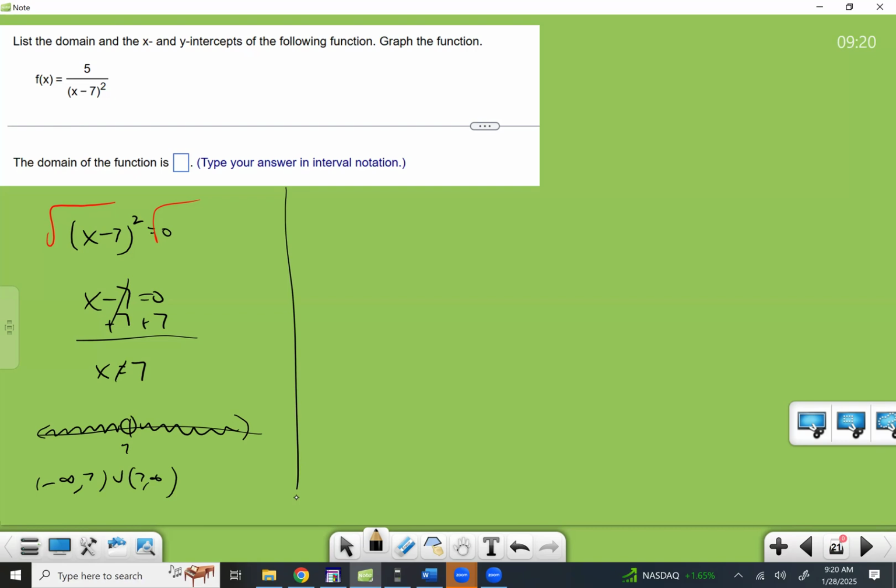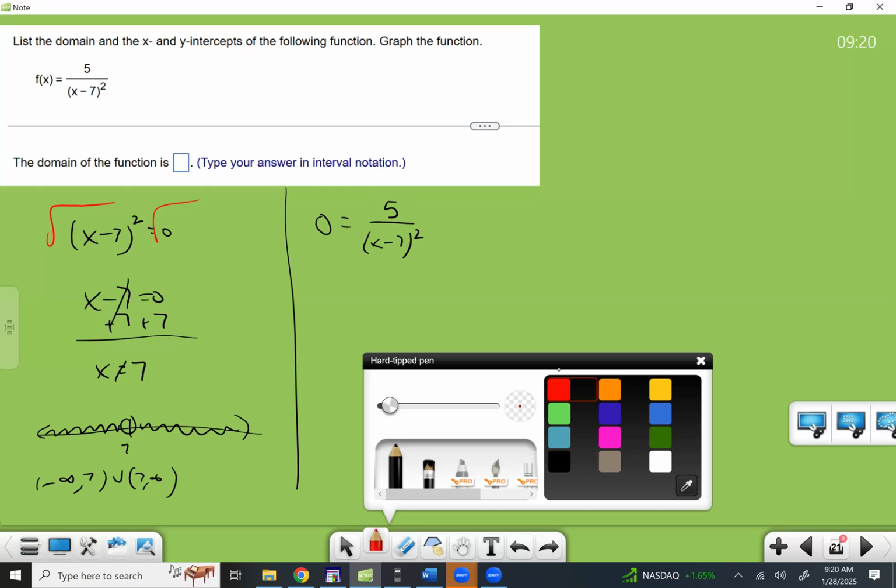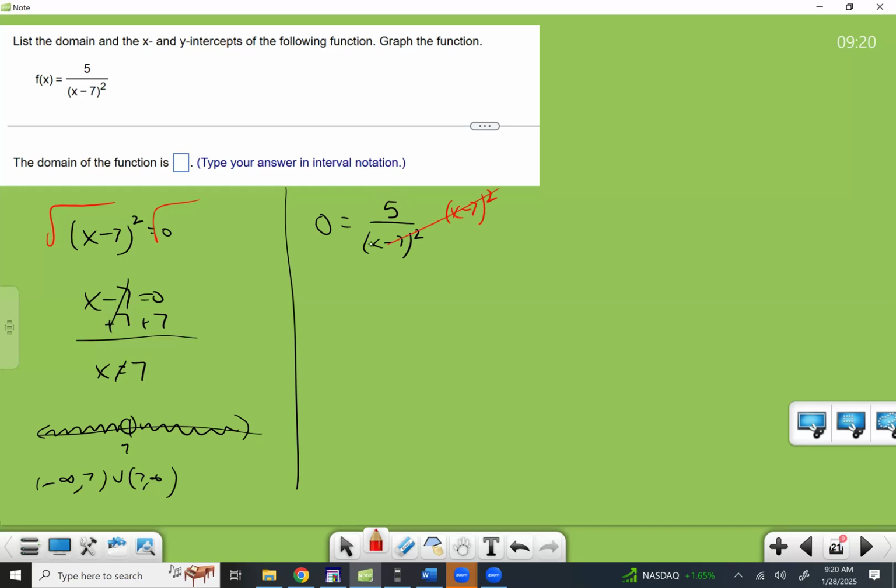For our x-intercepts, we let the y be 0. In other words, we let the f of x be 0. Now, just like on number 17, the previous problem, there's no way this is ever going to equal 0 because the top of the fraction is not 0. Another way to think about it is if you multiply by x minus 7 squared and x minus 7 squared, well, 0 times anything is 0, and you end up with 0 equals 5, which makes no sense. So because there's no solution to this equation, that implies that there are no x-intercepts.